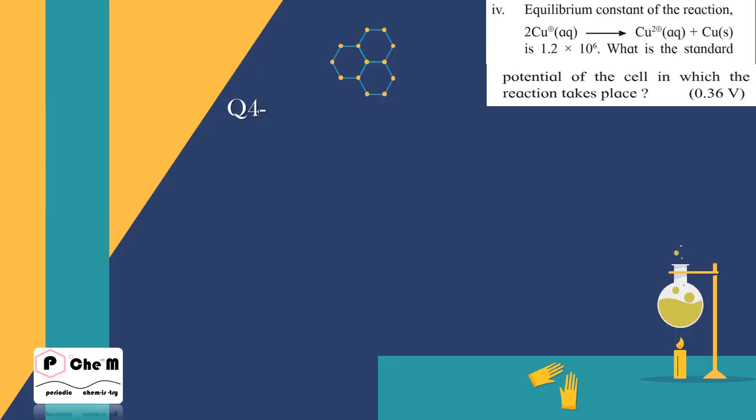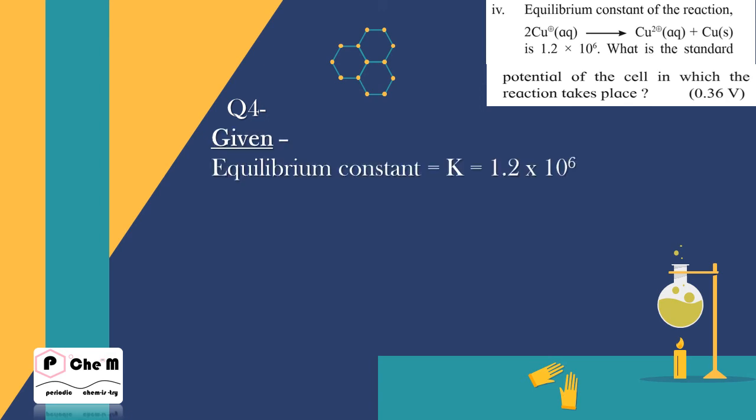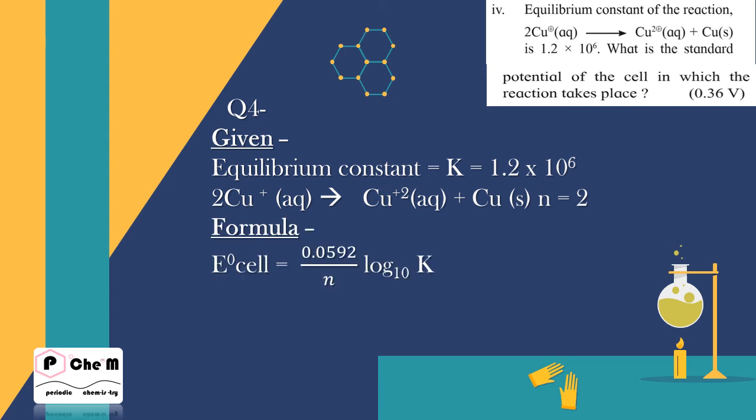Let's solve question number 4 from the same textbook. Here the equilibrium constant for the reaction is given and we need to determine the standard cell potential. The answer is given. Let's see how to get this answer. Given terms are equilibrium constant K equal to 1.2 into 10 raised to 6, and the reaction is also given. We can see that the charge is plus 2 here, and on the left hand side there are 2 Cu plus ions. Therefore, n will be equal to 2, which is equal to the charge or the electrons.